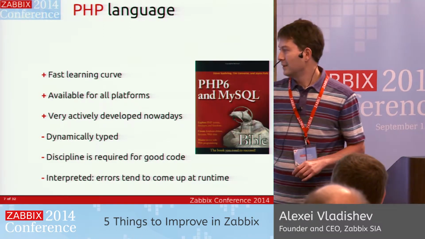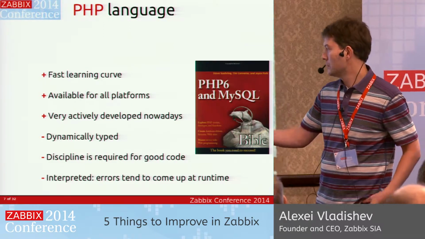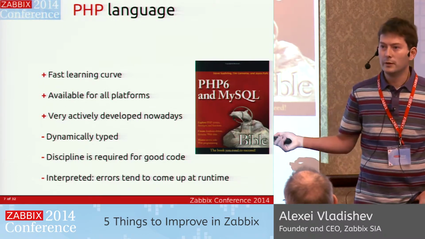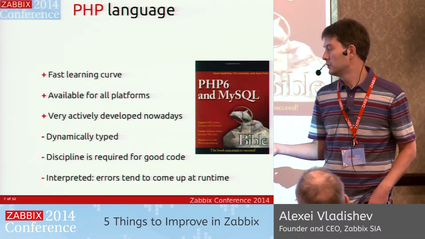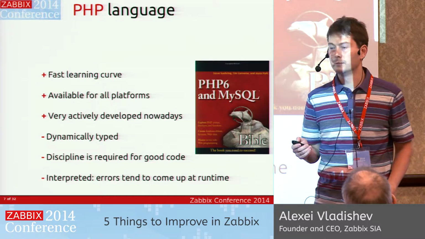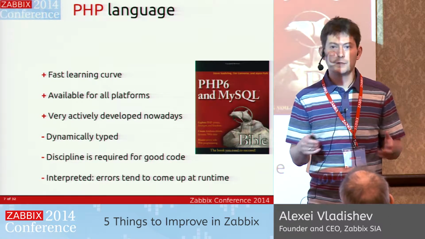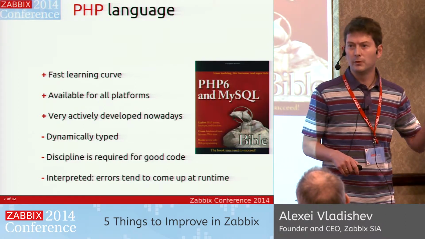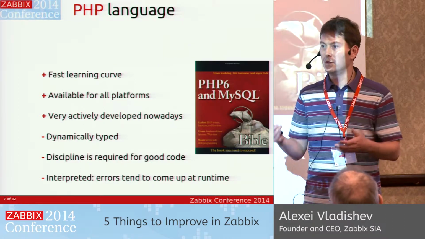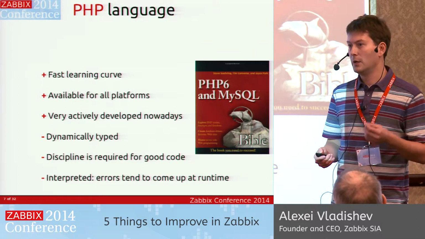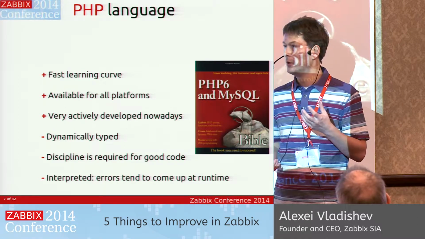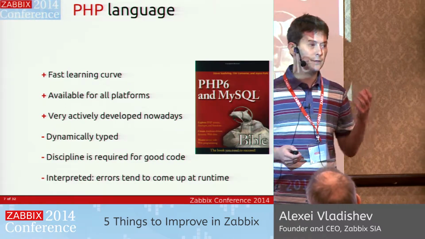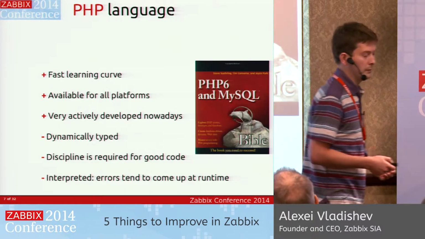And because it's an interpreted language, errors, warnings, different problems tend to come up at runtime. Maybe there is a typo, you go to the Zabbix frontend, and you see there's an undefined variable or some syntax error, so there is no check. There is no compilation phase where a compiler just verifies that your program is correct.